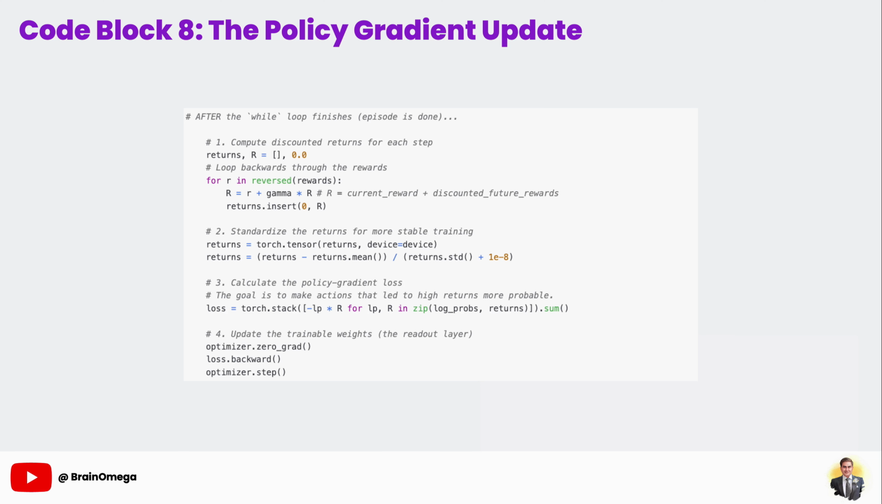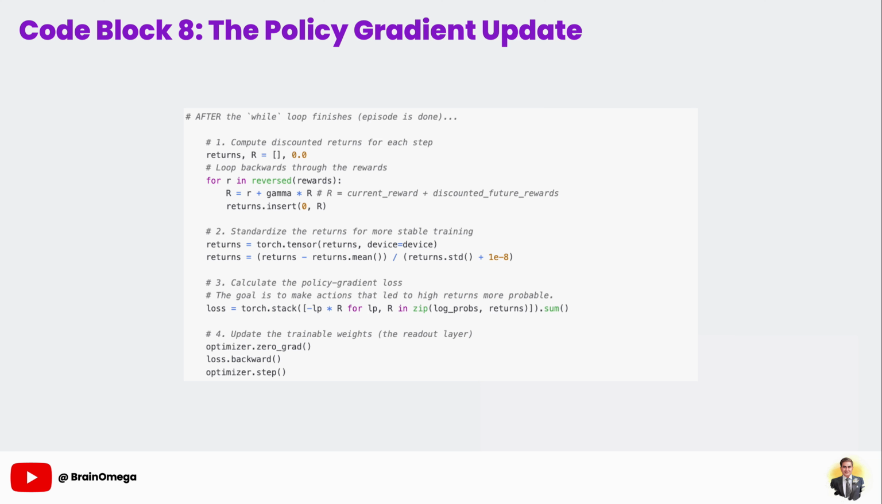Just looking at the immediate reward of +1 isn't enough. We want to know which actions led to long-term success. To do this, we calculate the discounted return for each step. We loop through the rewards list backwards. For each step, we define its return R as its immediate reward r plus gamma times the return of the next step. This gamma is a discount factor, usually around 0.99, which makes future rewards slightly less valuable than immediate ones. This process gives us a much better estimate of the true long-term value of each action we took.